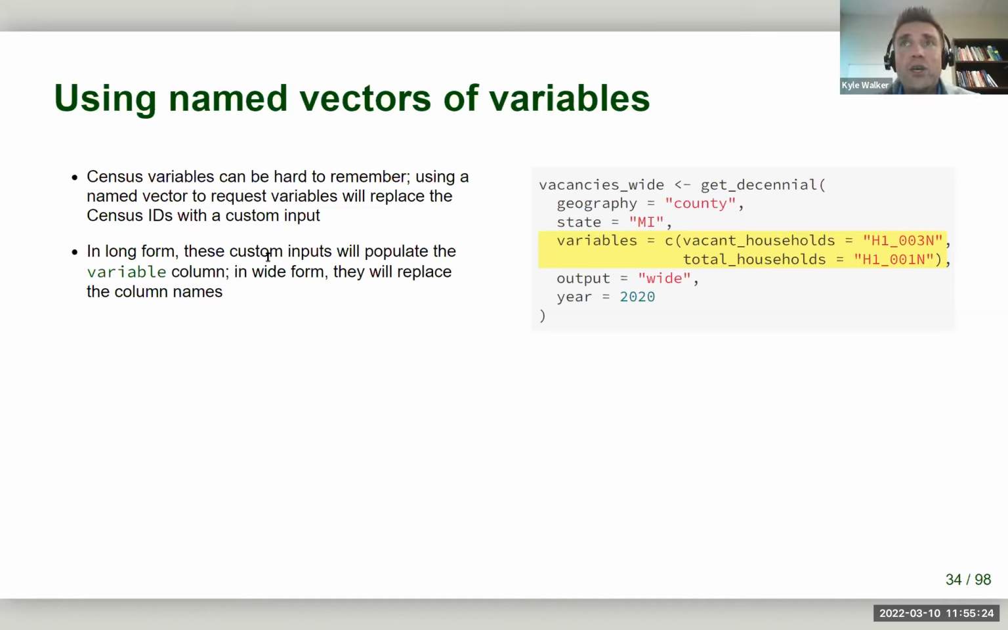If you don't want to have those ambiguous census ID codes in your output data set, you can use something called a named vector, which you can see here highlighted on the screen, where you tell tidycensus, this is what I want the variables to be called. In long format, those custom inputs will populate the variable column. And in wide form, they'll actually replace the column names.